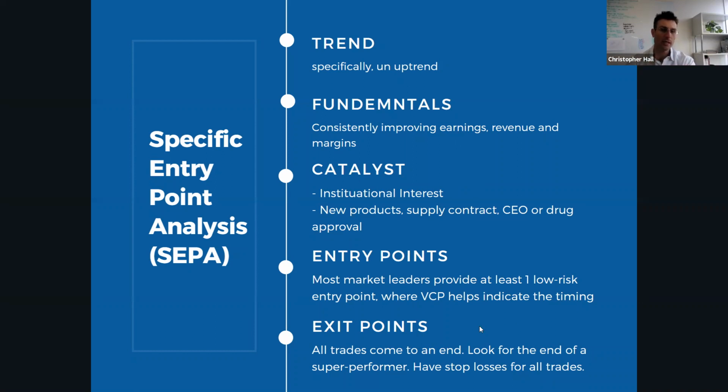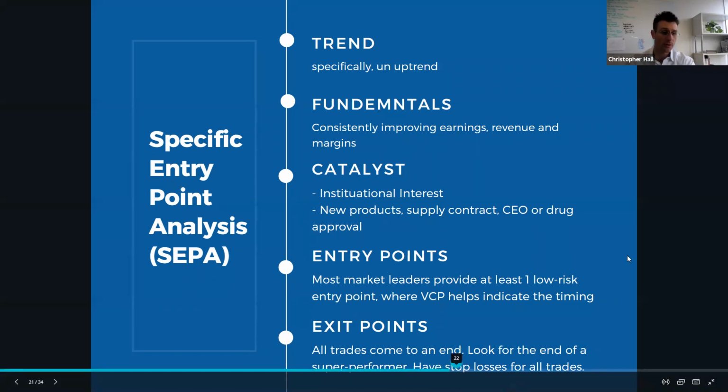And critically, all trades come to an end. So we're looking for an end of a super performer. They don't go up forever. We saw it with the tech boom. Have a look at any company over the last 150 years. None of them have consistently gone up forever. They all peter off at some time and fall out of favour and become laggards as the market cycles through new leaders, new industries, new economic cycles. And not every trade works out, so it's important to have stop losses for all trades.